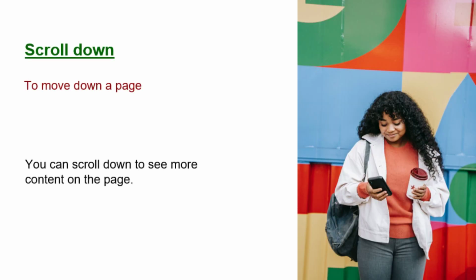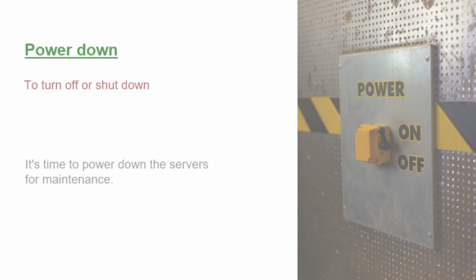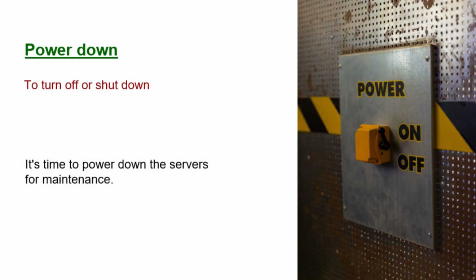Scroll down. To move down a page. You can scroll down to see more content on the page. Power down. To turn off or shut down. It's time to power down the servers for maintenance.